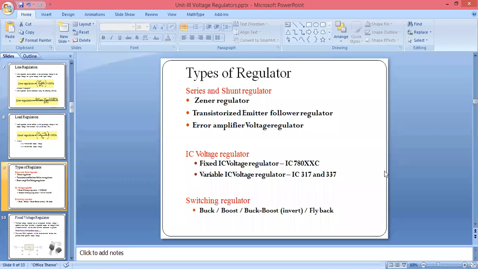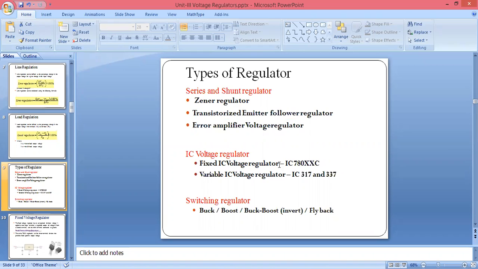Good morning. Today we want to see about the fixed voltage regulator. So we will wait for other students for 1 minute. Until that, we will revise our previous session. In the previous session, we studied about the voltage regulator.